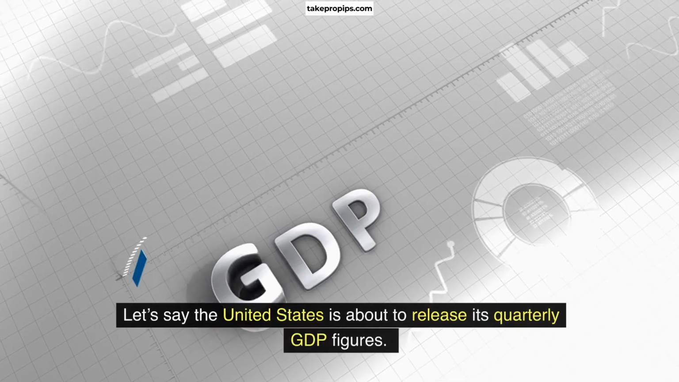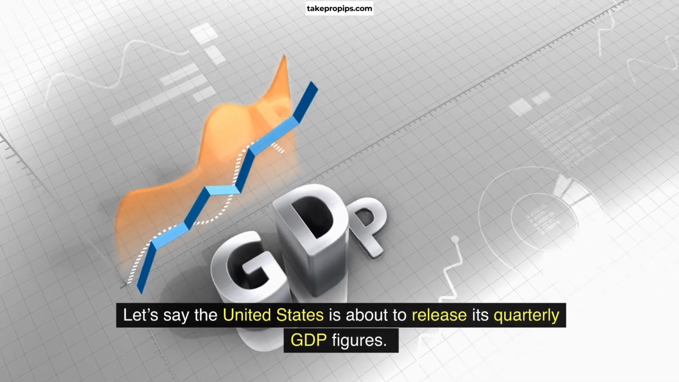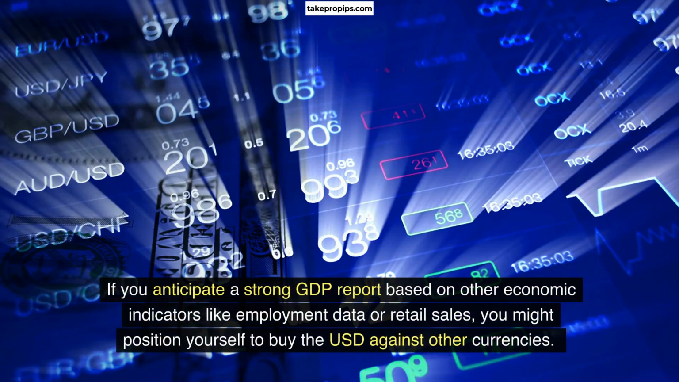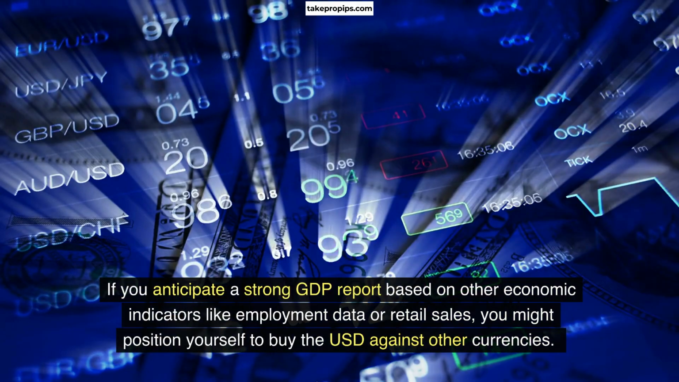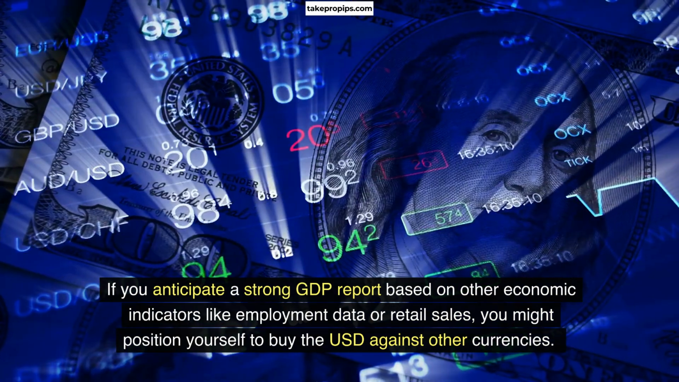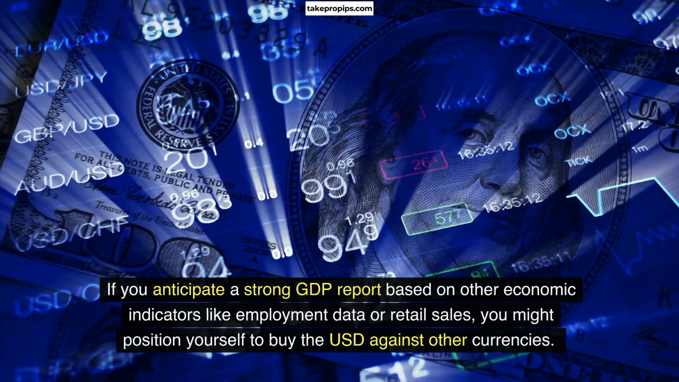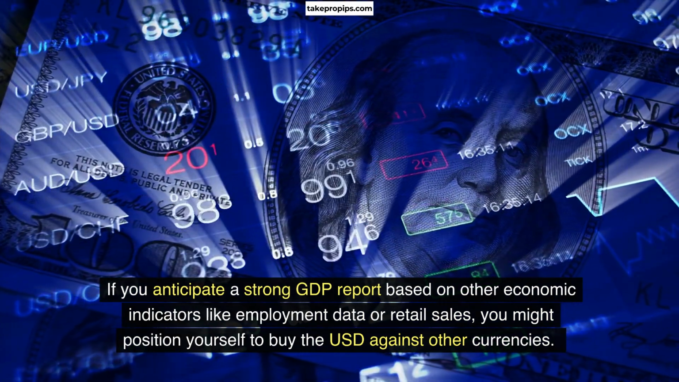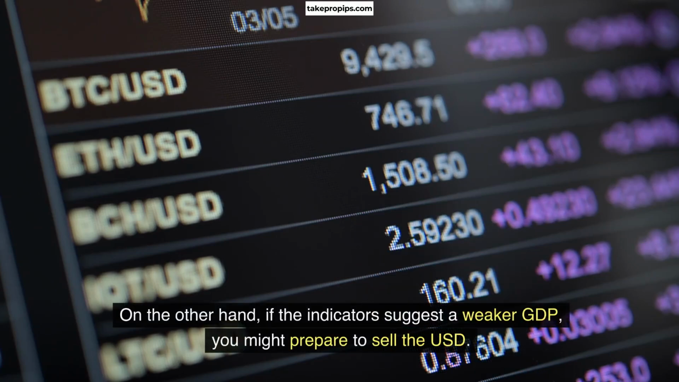Let's say the United States is about to release its quarterly GDP figures. If you anticipate a strong GDP report based on other economic indicators like employment data or retail sales, you might position yourself to buy the USD against other currencies. On the other hand, if the indicators suggest a weaker GDP, you might prepare to sell the USD.